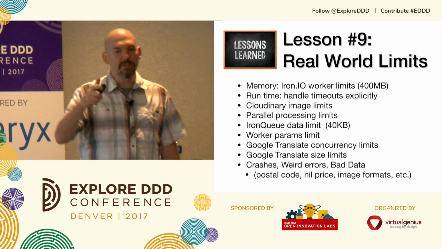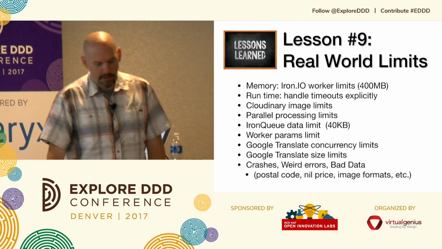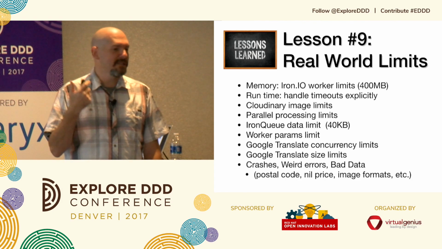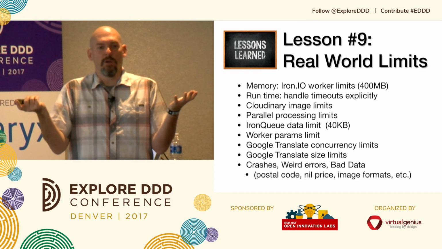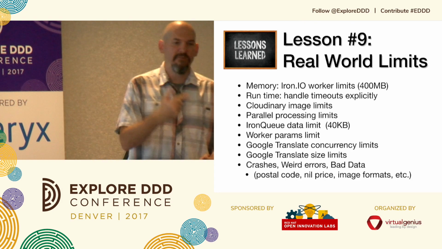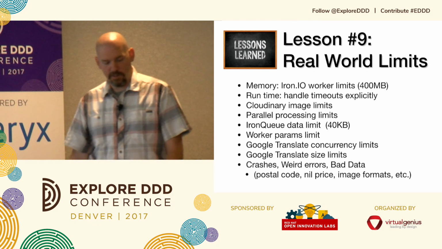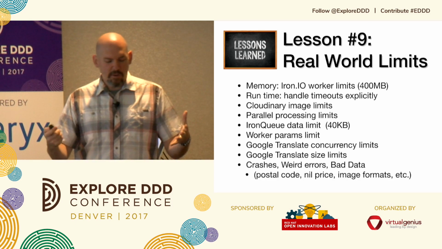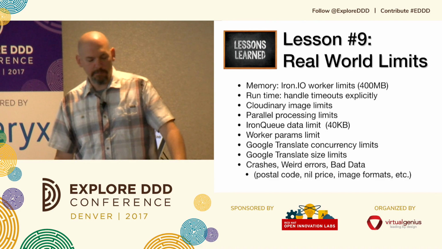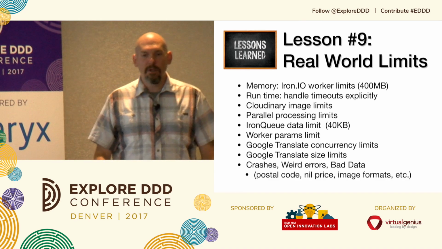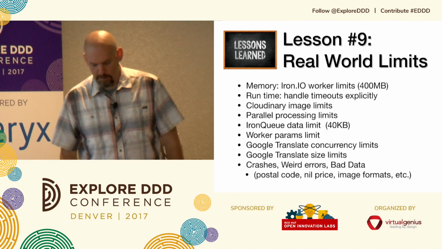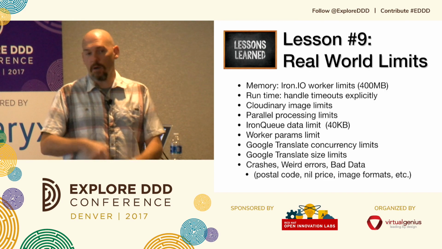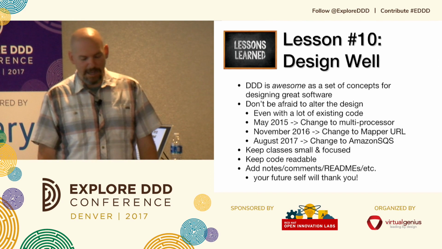IronQ had a data limit. We switched to SQS. Parameters limit. Google Translate. We didn't know this. We thought it's Google, no, they have limits. Limits for how fast you can request and how much data you can request. And then weird crashes, bad data. I talked about postal code, nil prices. How do you deal with that? All of these things are what building software in the real world is about.